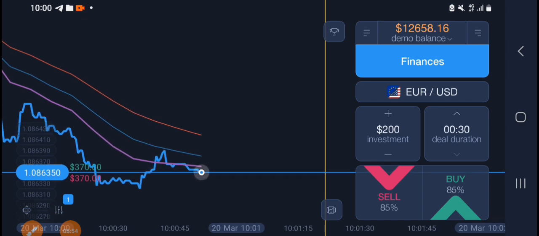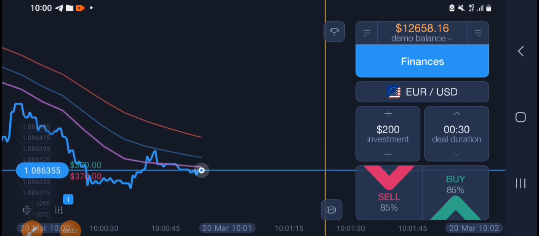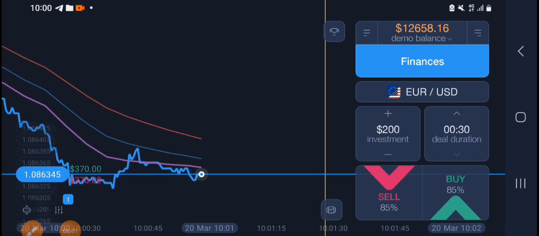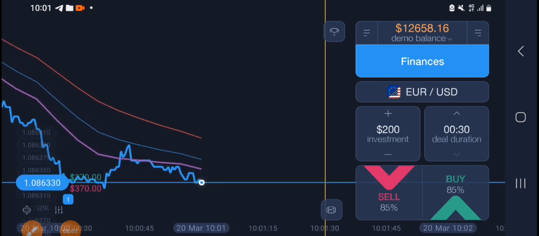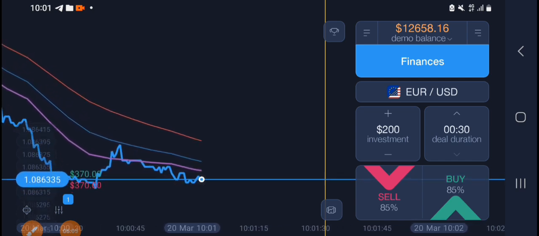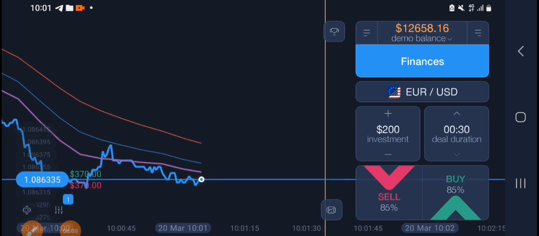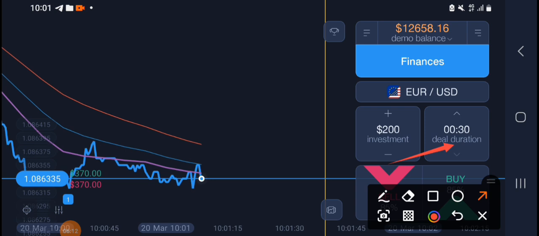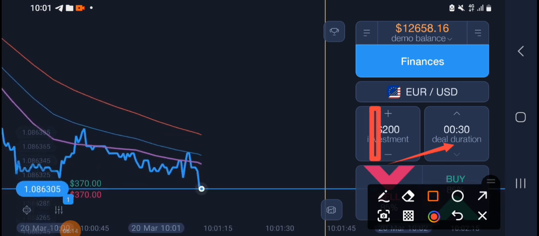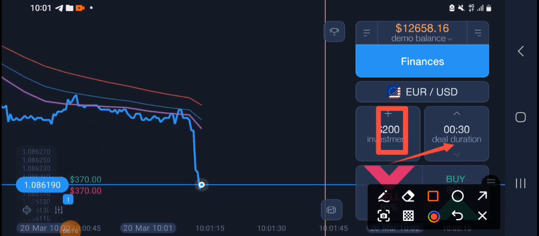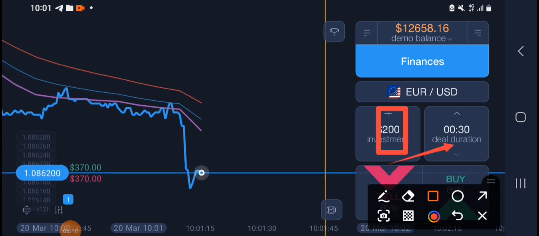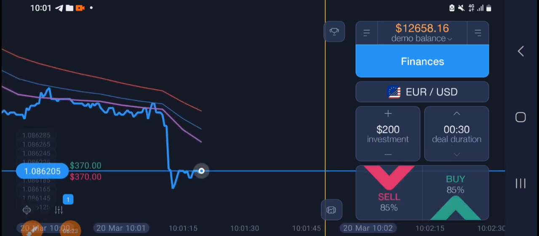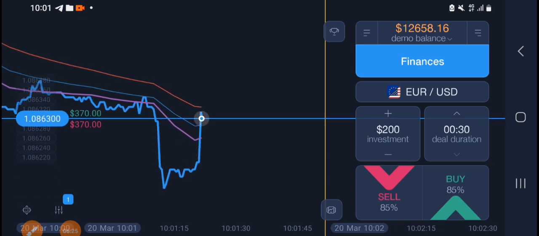So you can actually choose the one you really want. Right here now, I normally place my trade on 30 minutes duration. Here you can choose the amount you really want to get started with, but for me, I will advise you, if you want to start, you can use $10, $1.